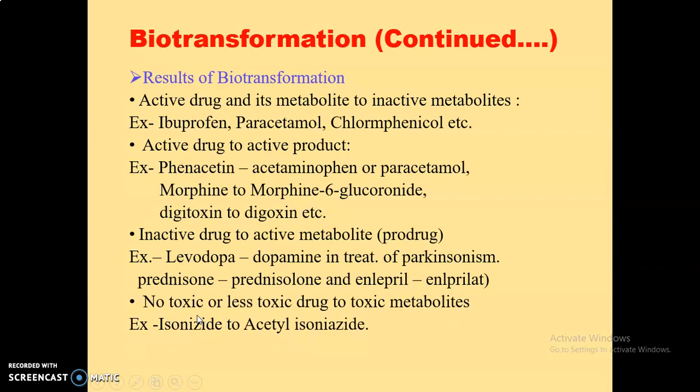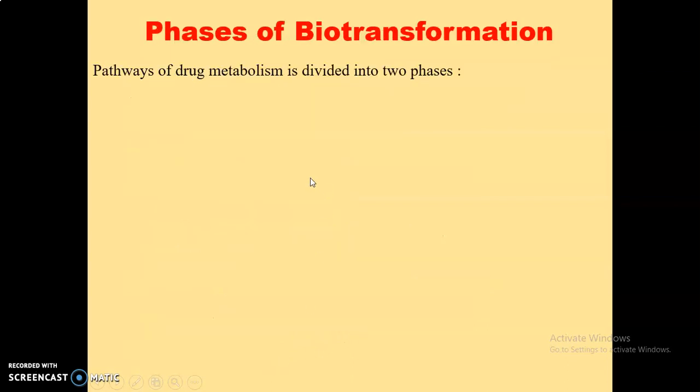Biotransformation also results in a less toxic drug being converted into a toxic metabolite. Isoniazid is an antitubercular drug which undergoes biotransformation and is converted into acetyl isoniazid, which is a toxic metabolite.